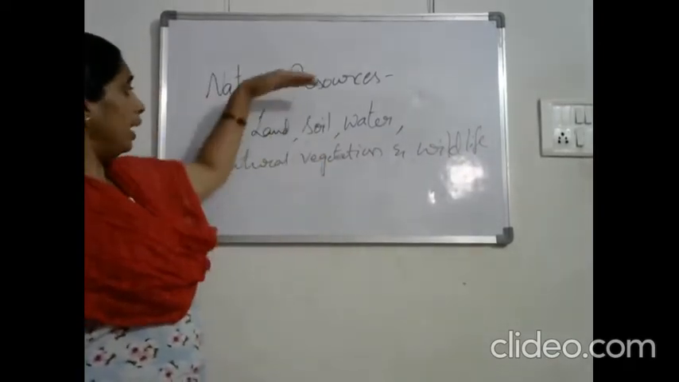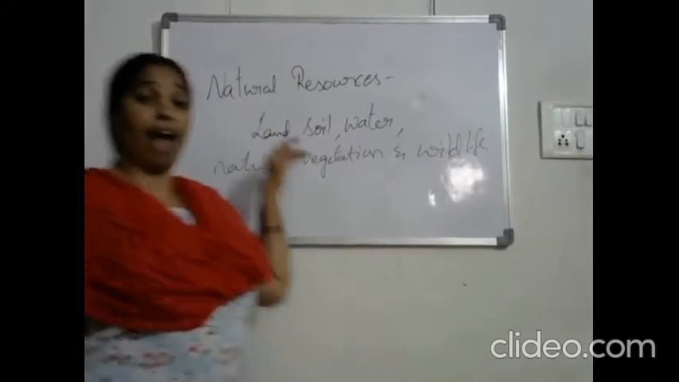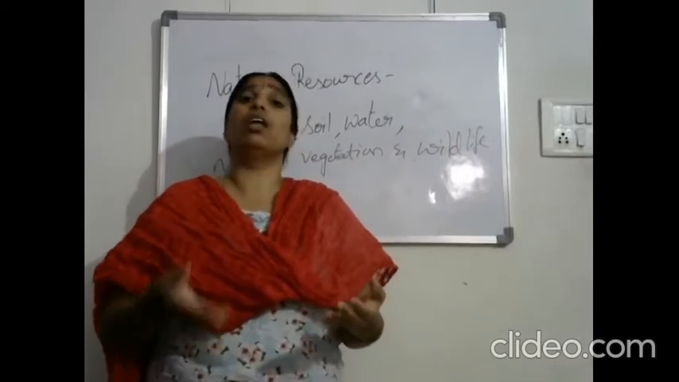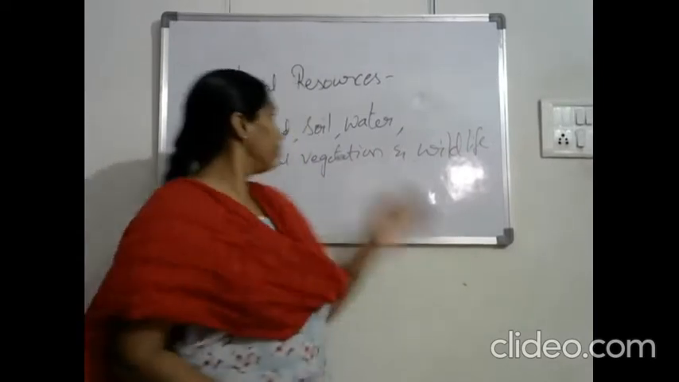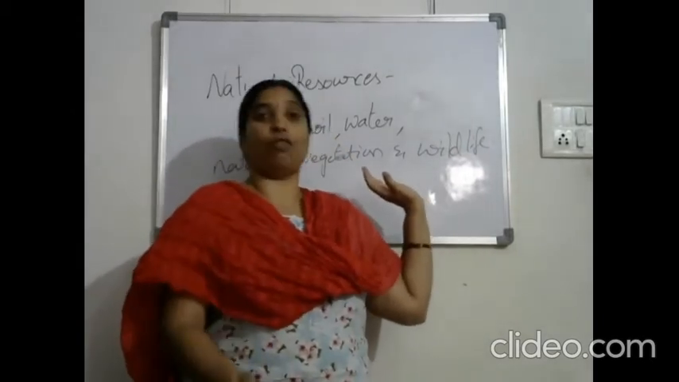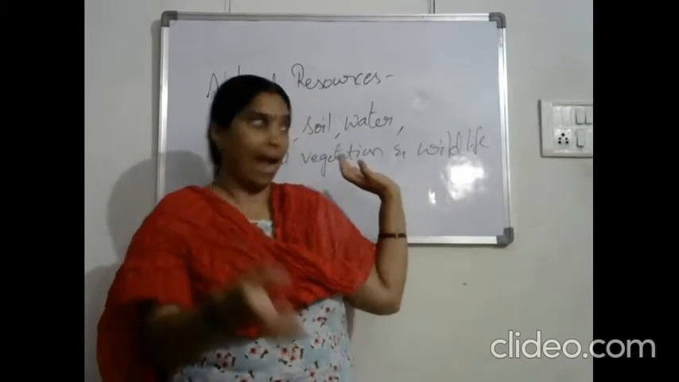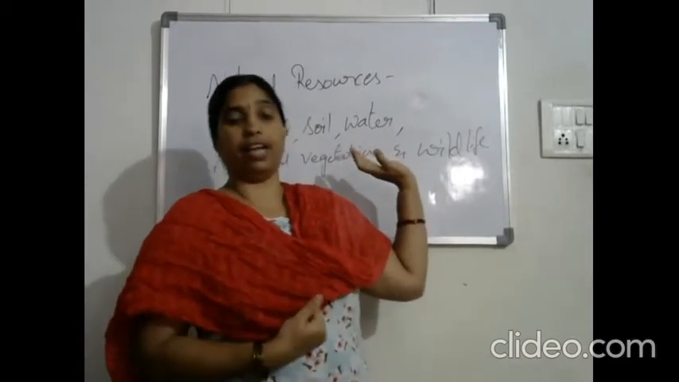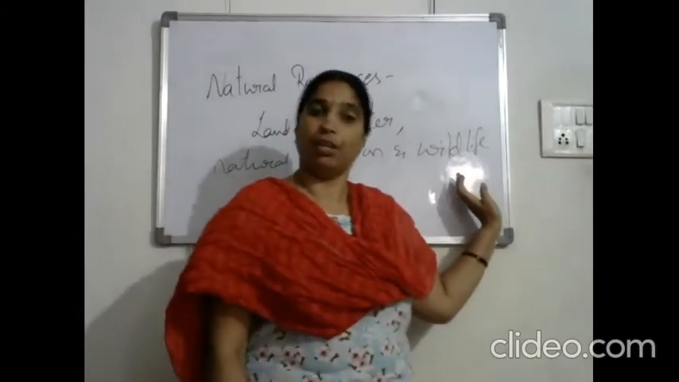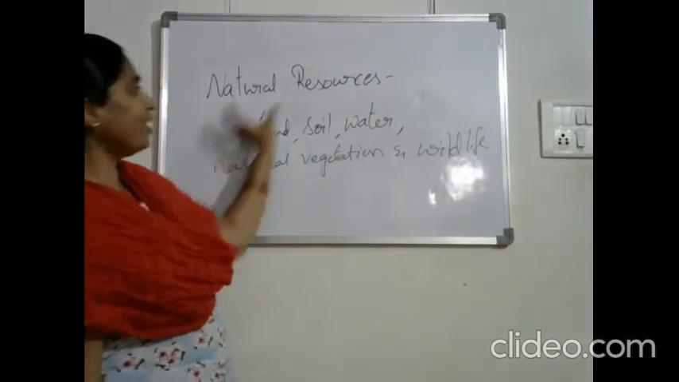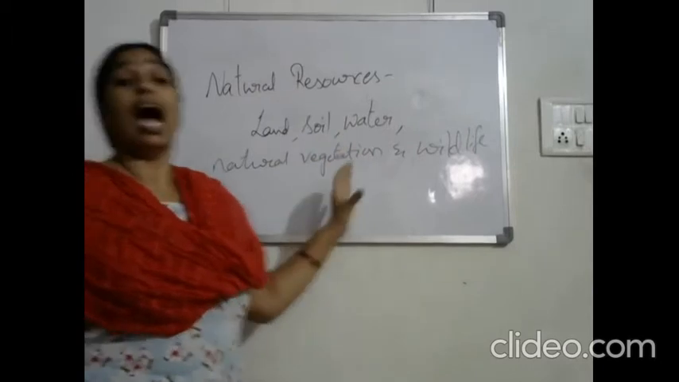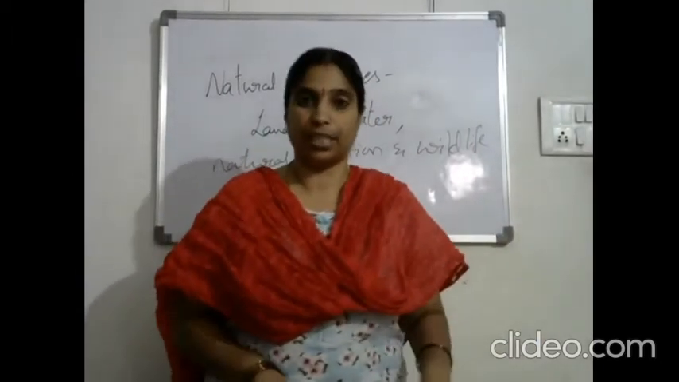When you take land, we have different types of landforms where we live, like mountains, plateaus, plains, and river valleys. Soil is essential for the growth of crops and plants. Water is essential for our livelihood, along with natural vegetation, trees, and wildlife. We human beings and these resources are interdependent on each other.